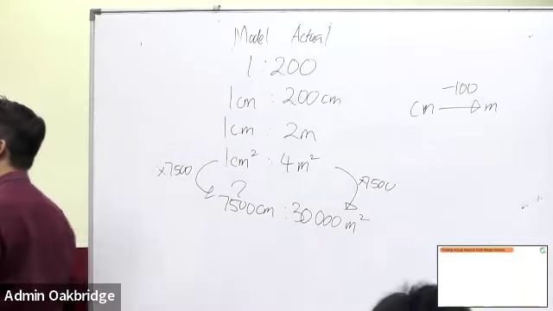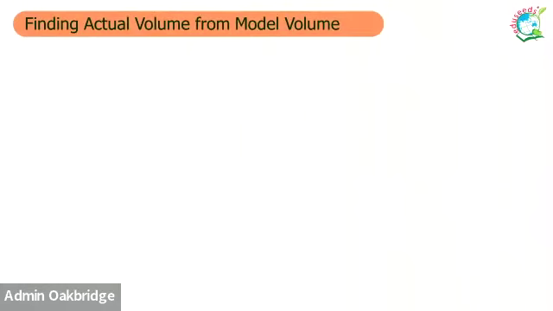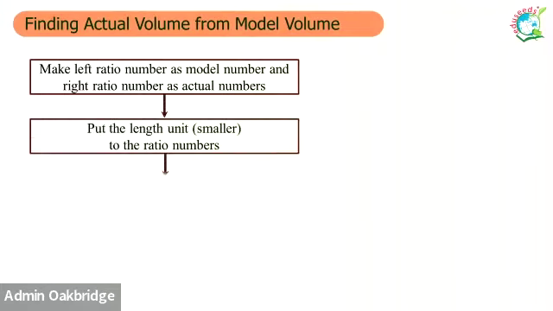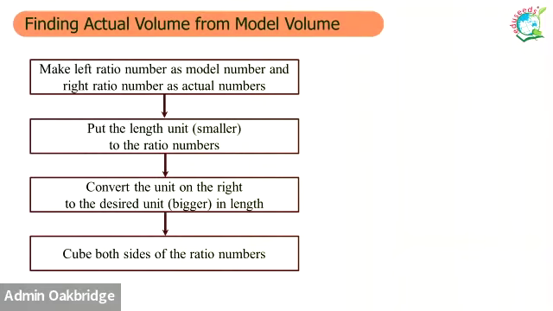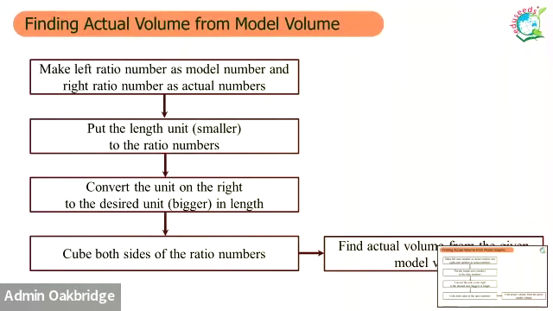Next is finding the actual volume from the model volume. So we have covered the length, then the areas, and now the volumes. I want to find the actual volume from the model volume. Again, always make the left ratio number the model number and the right ratio number the actual number. Put the length unit, convert the unit on the right to the desired unit. At this step, you cube both sides of the ratio numbers, not square anymore. Then find the actual volume from the given model volume.